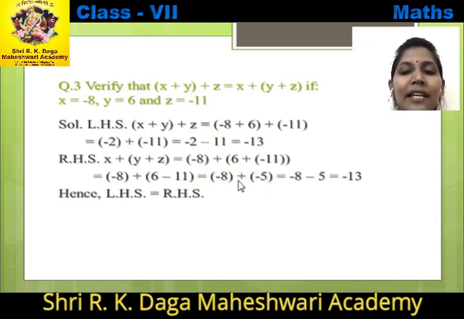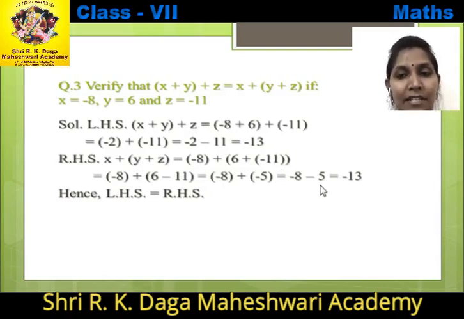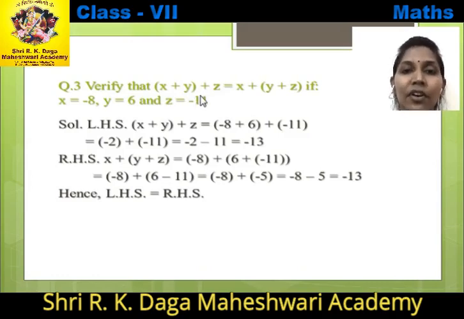So minus 8 plus minus 5. Minus 8 minus 5 is minus 13. Now the value of LHS is minus 13 and the value of RHS is also minus 13. Hence LHS is equal to RHS. Hence we have verified the associative property of addition for integers.